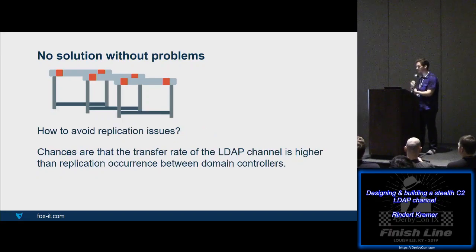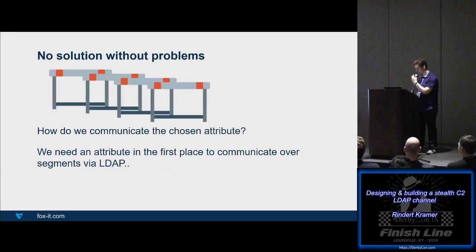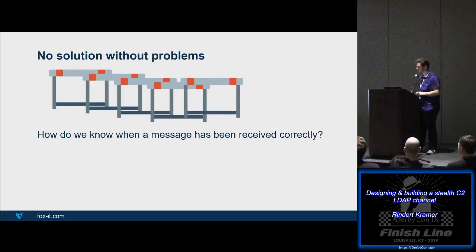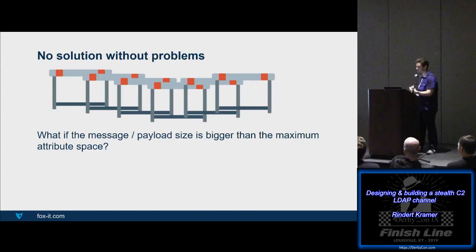Another issue, replication. Chances are that the transfer rate of the LDAP channel is higher than the replication occurs between domain controllers. How do you fix that? And how do we communicate the chosen attribute? I mean, we need an attribute in the first place to communicate over Active Directory. So if there's no attribute, we cannot communicate. And how do we know if and when a message has been received correctly and if the integrity is maintained and stuff like that? And what if the message or the payload size is bigger than the maximum attribute space?